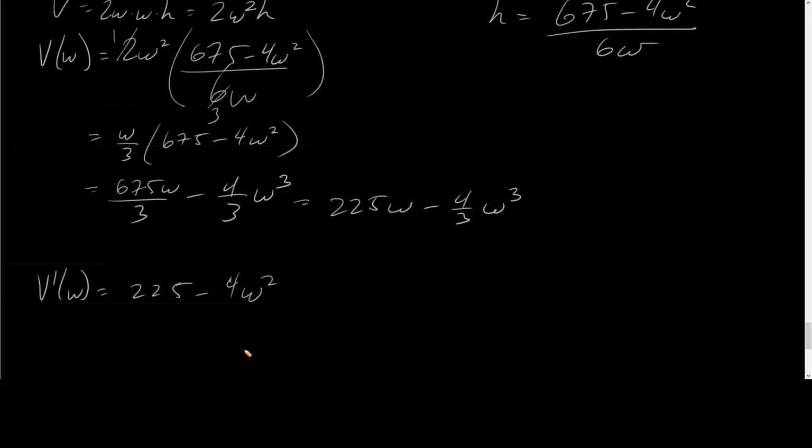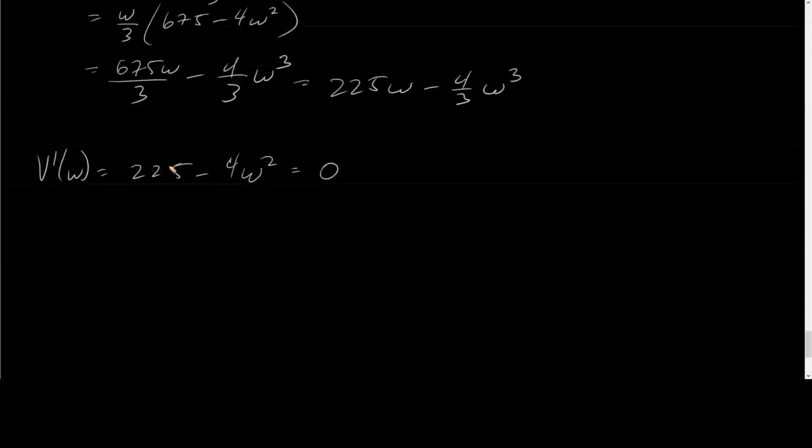So now what I need to do here is figure out my critical values by setting it equal to 0. And in here, solving for W squared, I end up with W squared is equal to 225 over 4, right? Move the 225 over, divide by -4. At that point, that tells me that W is equal to, technically, plus or minus the square root of 225 over 4. Well, the square root of 225 is 15. The square root of 4 is 2.